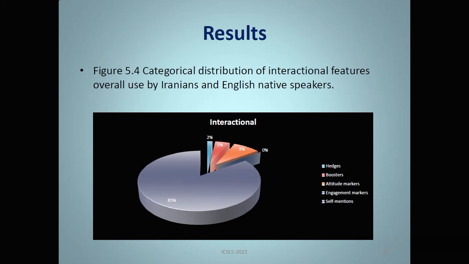The categorical distribution of interactional features overall used by Iranians and English native speakers demonstrated that the largest share of interactional metadiscourse features used both by Iranians and native speakers is found in self-mentions, while engagement markers is the portion neither group was inclined to use in the writings of acknowledgements. The minuscule attitude markers have been the second main feature prevalent among Iranian writers of acknowledgement for dissertations. Both groups applied boosters not more than 5% altogether, giving it the third grade among features.